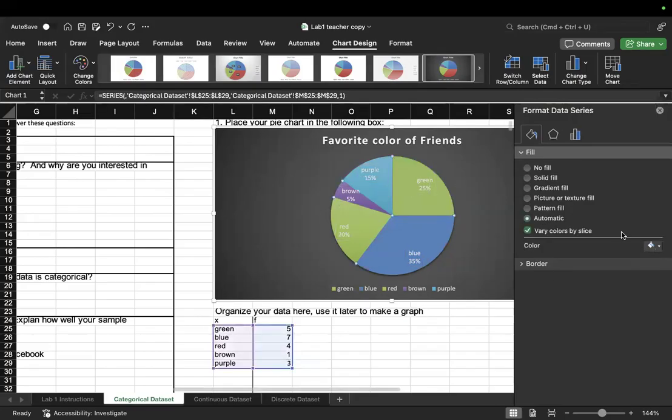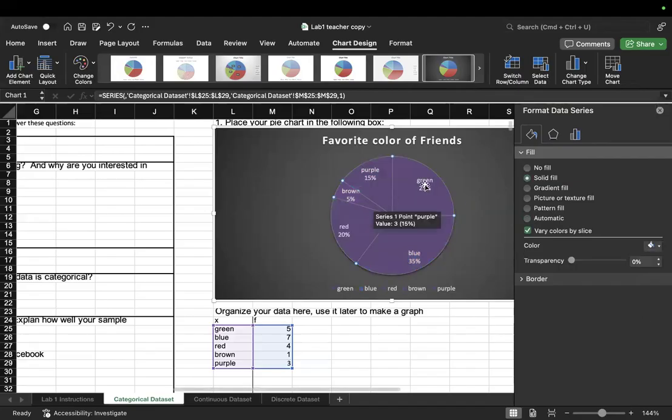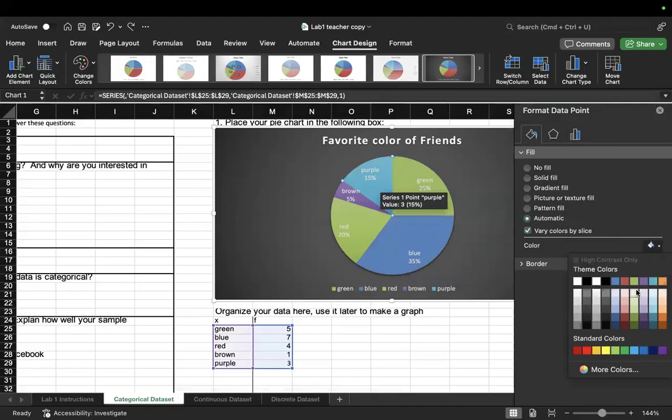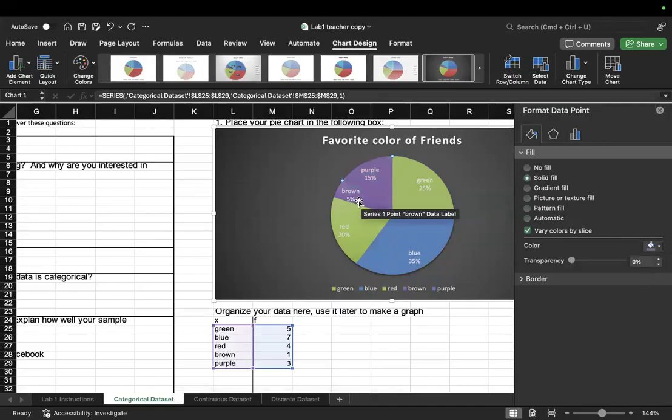Oops. Click on the purple pie. I want it to be purple. So I just clicked on the whole thing instead. Darn it. I'm going to undo. Control Z. Okay. I'm going to click on just the purple slice and not the whole thing. Change it to purple. Click on just the brown slice.